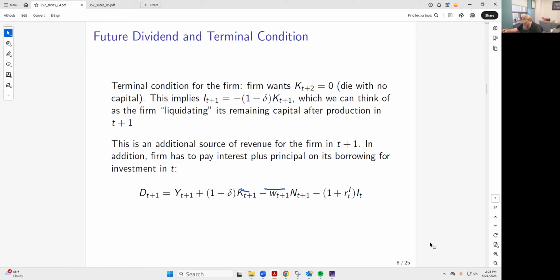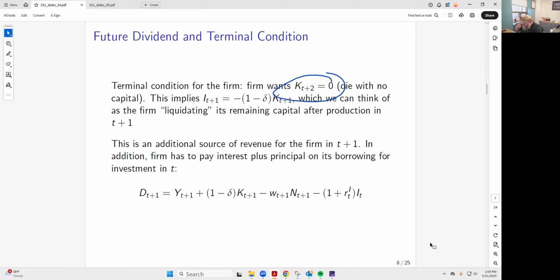So we can take the equations that we've talked about thus far, and we can combine them into what we refer to as the future dividend. And that future dividend has what we refer to as a terminal condition. The terminal condition basically means that we want no capital accumulation after the first time period or after the second time period, so T and then T plus 1. And at T plus 2, we want capital to be 0. We want the capital stock to decline to 0.